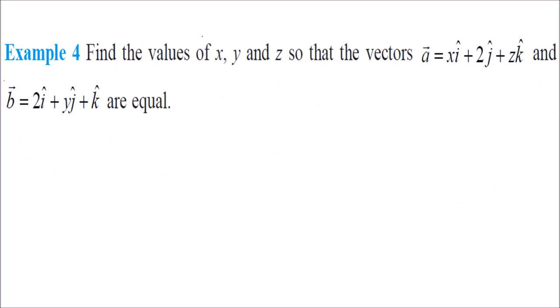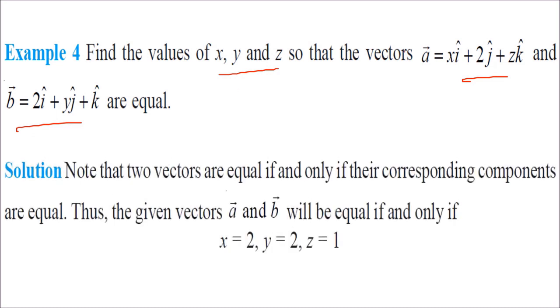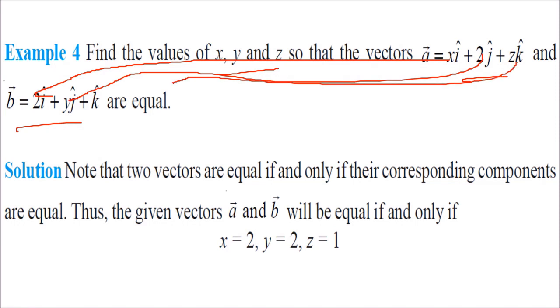So now let us take some examples. Find the value of x, y, z so that these vectors are equal. When they are equal, x has to be equal to 2, 2 has to be equal to y, and z has to be equal to 1.